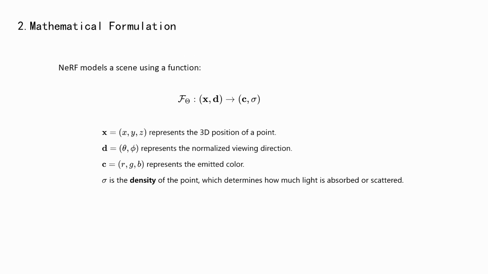X represents the three-dimensional position of a point. D represents the normalized viewing direction. C represents the emitted color. Sigma is the density of the point, which determines how much light is absorbed or scattered. The function f theta is implemented as a deep neural network that learns to reconstruct the scene by fitting a data set of images taken from different viewpoints.